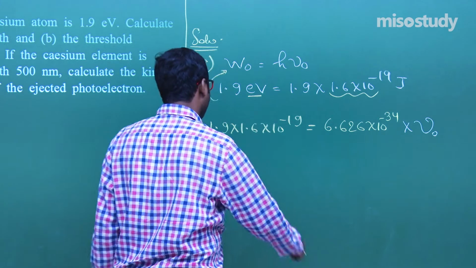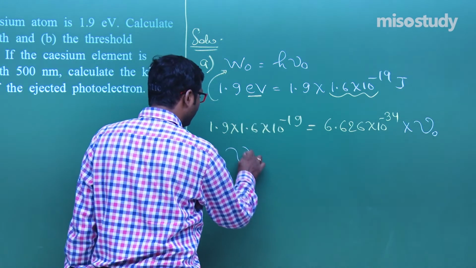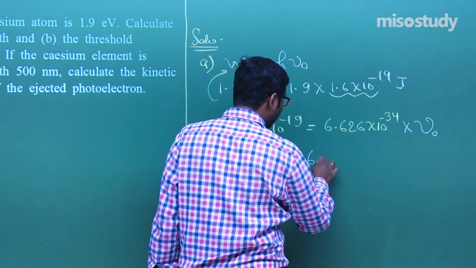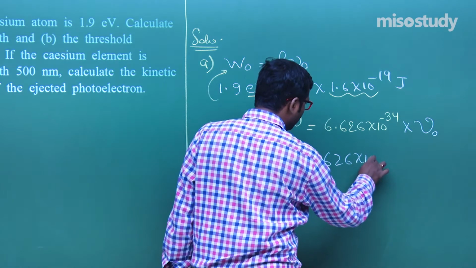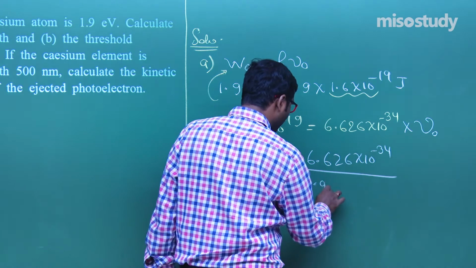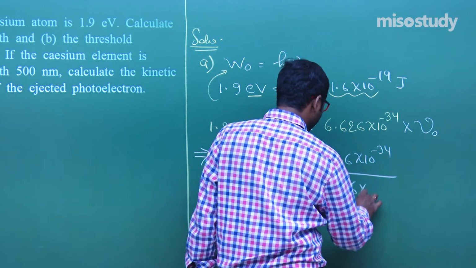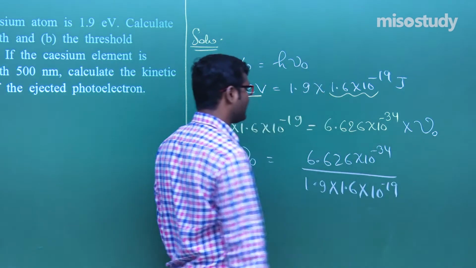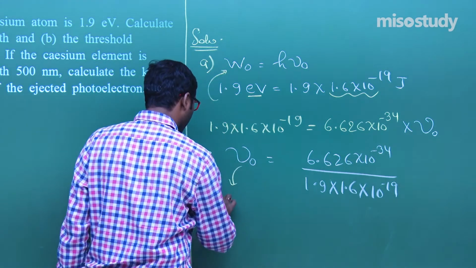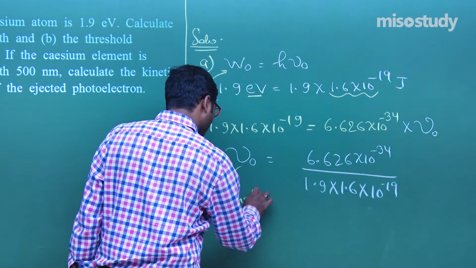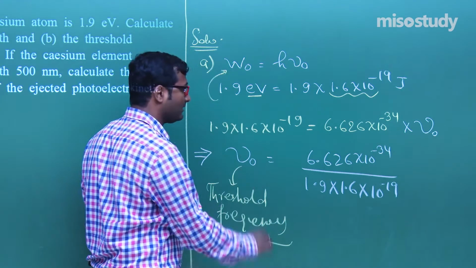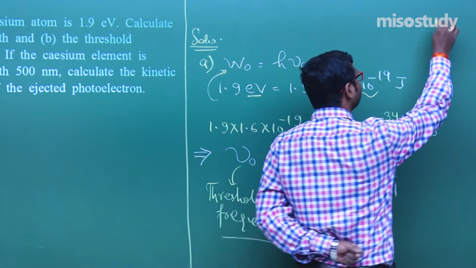Am I right? Now how to find the mu naught? Mu naught is equal to h upon W naught, that is 6.626 into 10 to the power minus 34 divided by 1.9 into 1.6 into 10 to the power minus 19. This is the answer. This is the value of threshold frequency. Am I right? Yes sir.